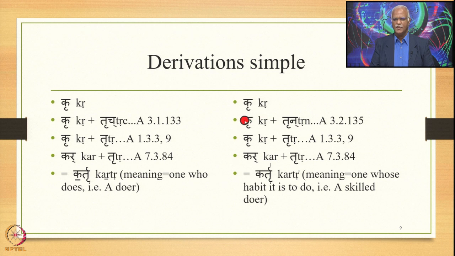Kartru means a doer. Now let us take a look at the derivation shown on the right hand side of the slide. The derivation is same except the marker in the suffix. Here it is trun, and the sutra is different. It is 32135. This suffix trun is also an agentive suffix, but there are some additional shades of meanings like tachila, tadharma and tatsadhukari. One whose habit it is, or one whose skill it is, and so on. So we have kru plus trun. Once again 133 and 139 play a role, and we have kru plus tru. Then we have 7384 and we have kar plus tru.